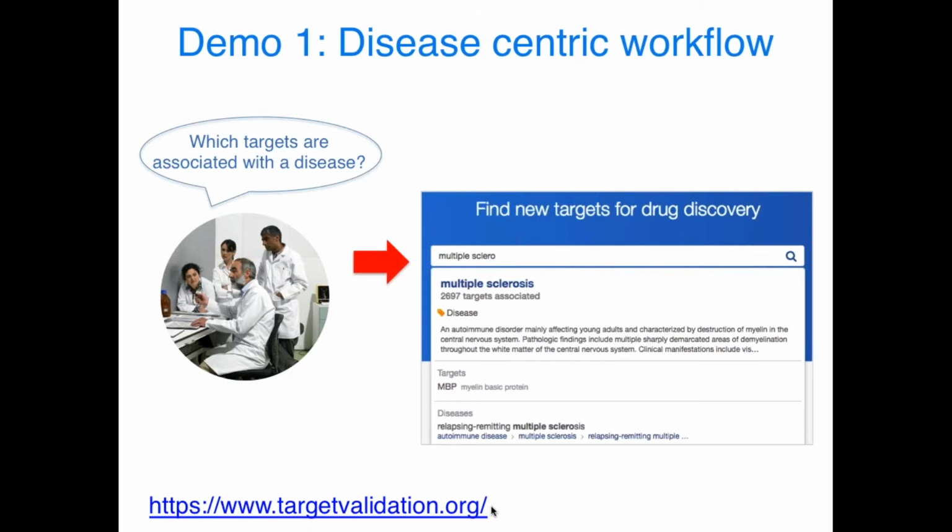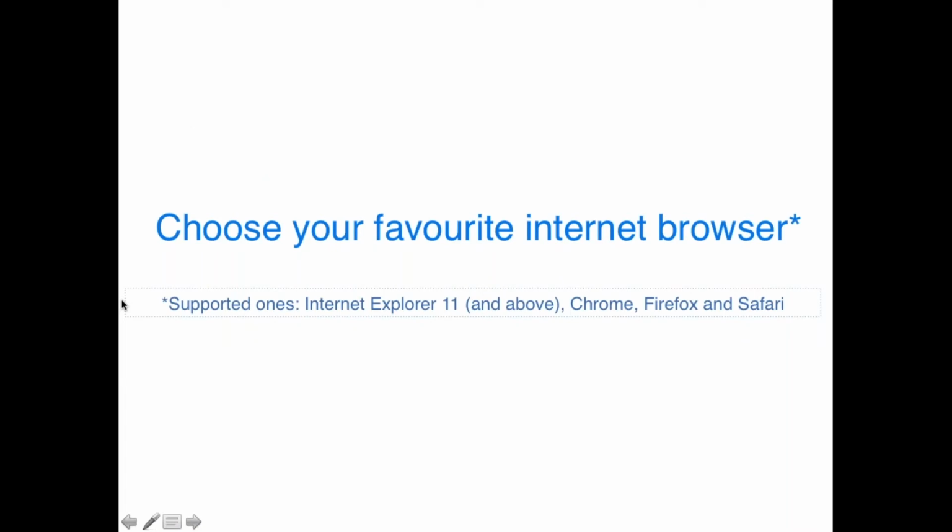But in the interest of time, let's focus on the disease-centric workflow. Let's suppose that I'm working on multiple sclerosis, and I would like to know which information the Open Targets platform has for me, such as which targets are associated with that disease. The first thing I need to do is choose my favorite internet browser. Those listed here are the ones that we support.